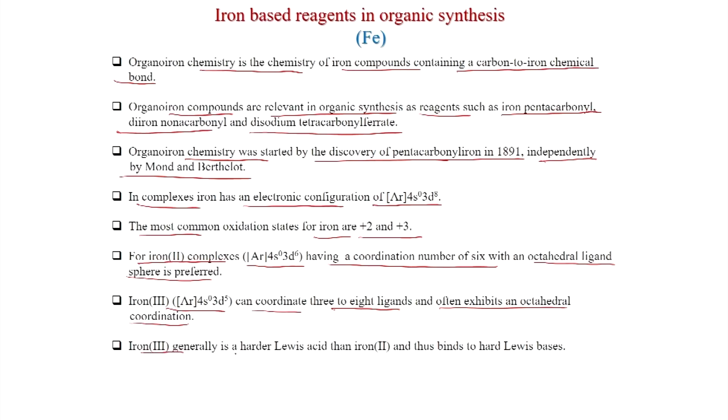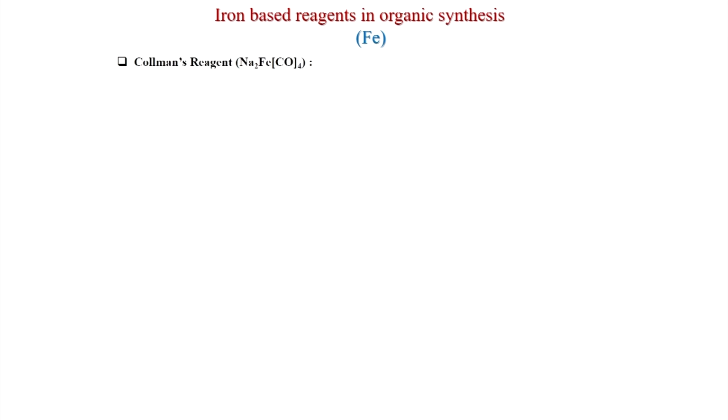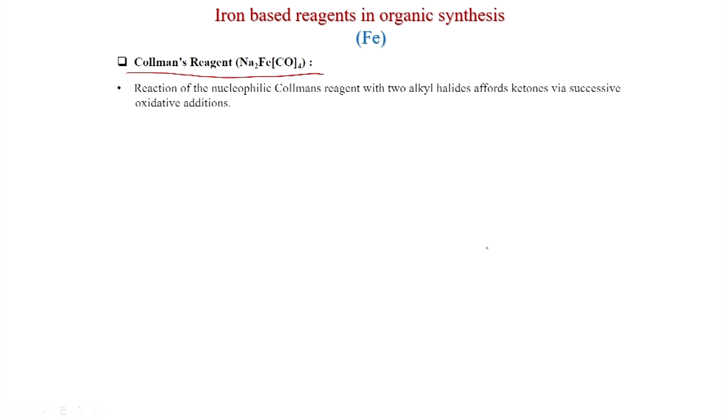Iron(III) generally is a harder Lewis acid than iron(II) and thus binds to hard Lewis bases. Iron(0) mostly coordinates 5 or 6 ligands with trigonal bipyramidal and octahedral geometry. So, first we will discuss Coleman's reagent, Na2Fe(CO)4.